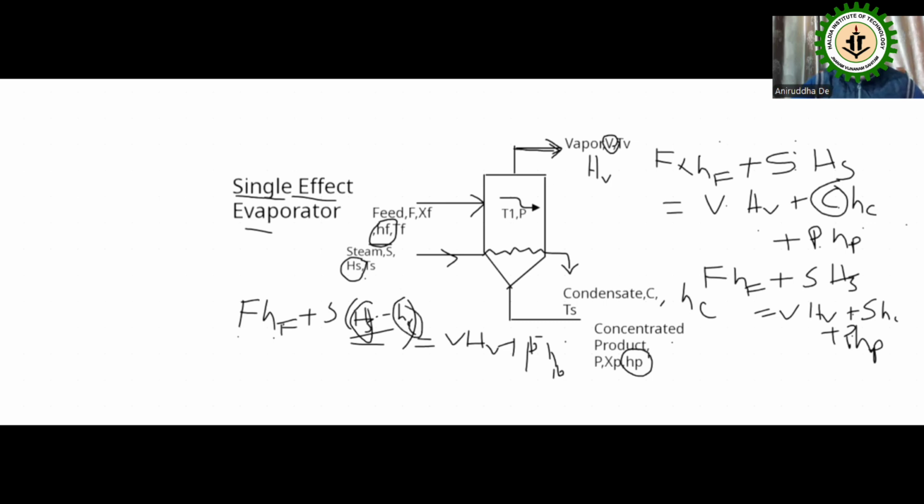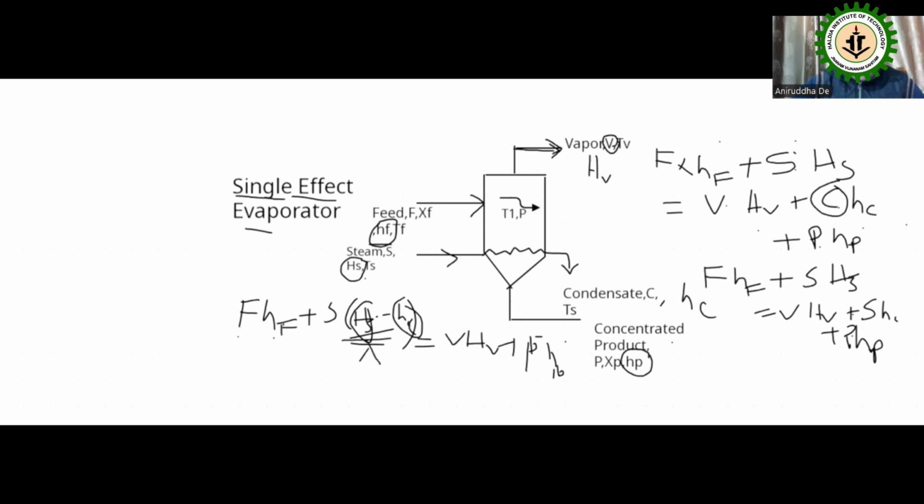So the minus means this amount of heat is leaving from the steam, because latent heat is that heat which is released at the same temperature when a phase change occurs. Steam is converted into liquid water. So this is known as lambda, the latent heat of condensation of steam.